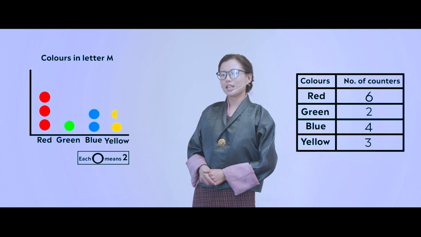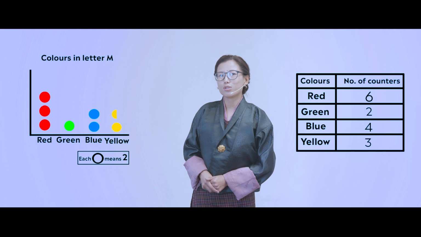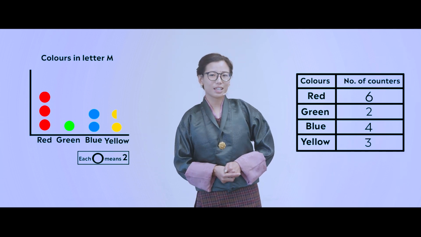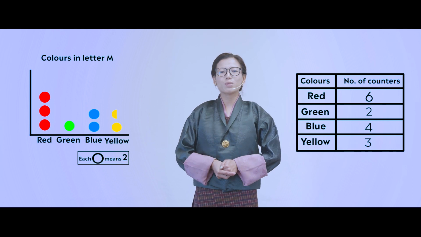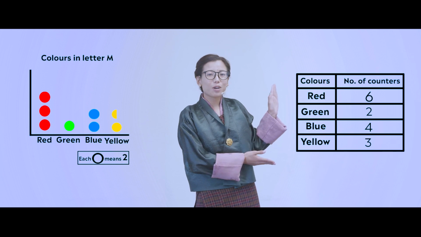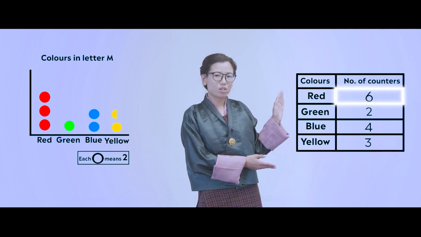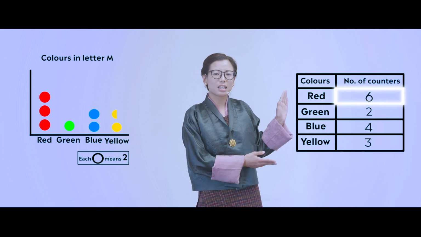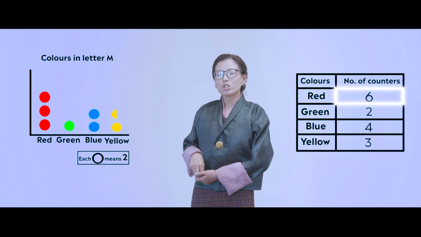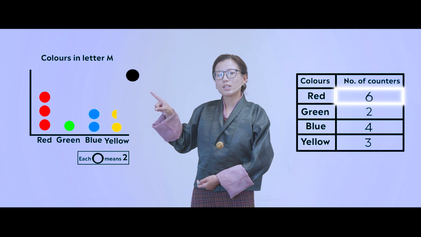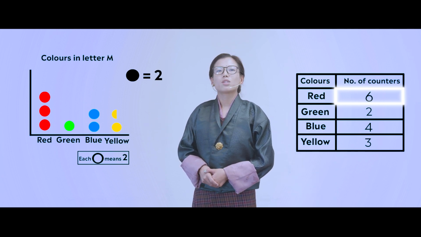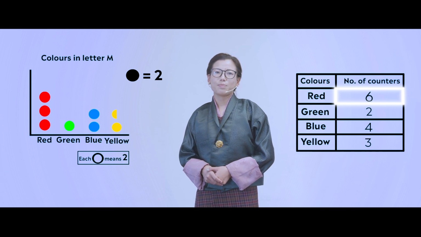Look at the red color. How many circles do you see there? You can see 3 circles there, isn't it? Why did I use 3 circles there? Can you come back to this table? There were 6 red counters. To show 6, we are using 3 circles here, which means 1 circle is equal to 2. Therefore, 3 circles show 6 counters.